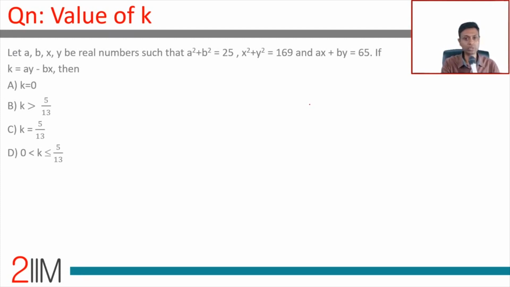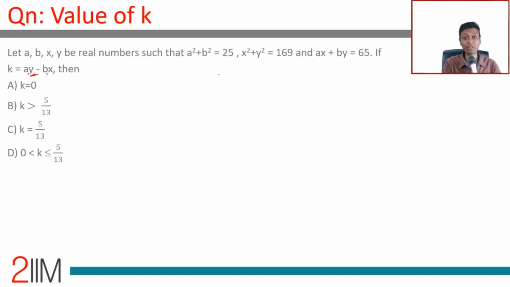It's a beautiful question. a square plus b square is 25. x square plus y square is 169. ax plus by is 65. What is ay minus bx? Looking at the choices, greater than 5 by 13, there's a subtraction thing here. So generally a and b are symmetric, x and y are symmetric.